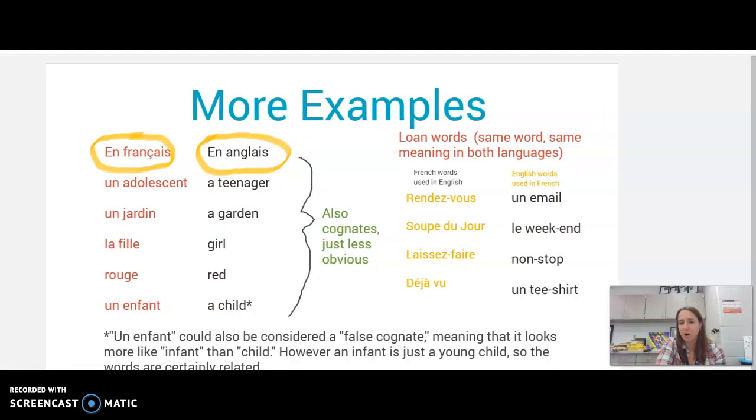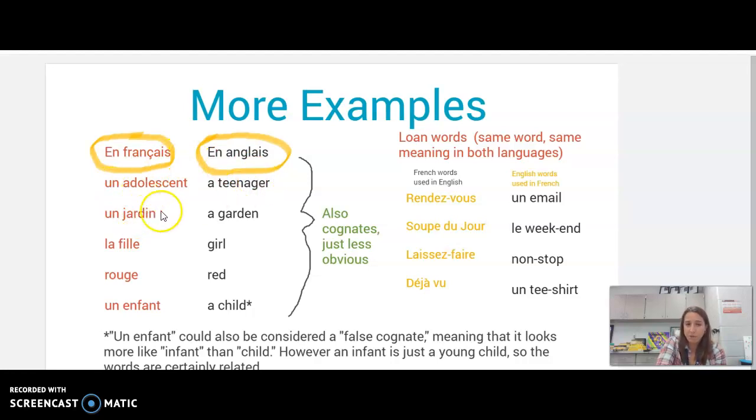These next examples aren't quite as obvious as the first ones. So en français we have un adolescent, en anglais a teenager. So these two words aren't similar, but we have a word that is like teenager in English that is similar to the word un adolescent, and that is an adolescent. So as an English speaker, we can decipher that un adolescent means a teenager.